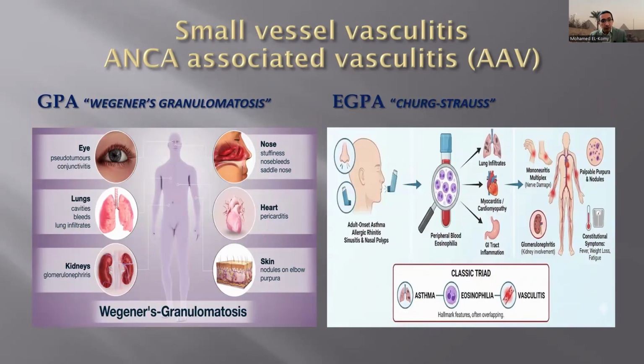As we mentioned earlier, ANCA-associated vasculitis of the skin is usually a part of a systemic vasculitis. In Wegener's granulomatosis, we have eye, lung, kidney, nose, heart, and then skin affection, while in Churg-Strauss or eGPA, we have a classic triad, which is asthma, eosinophilia, and vasculitis affecting other organs, including the skin.